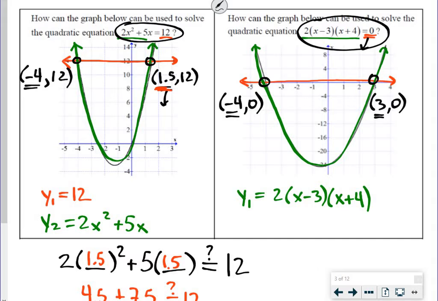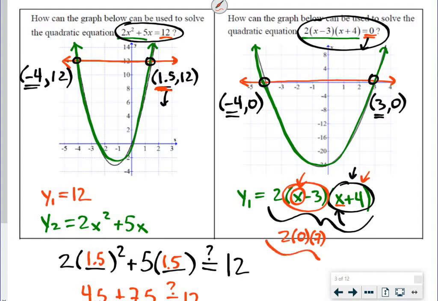So notice if I put negative 4 in here, that whole thing goes to 0, and if this is 0, then this whole thing goes to 0. And similarly, if I put a positive 3 in for x there, that makes this thing 0, and it doesn't matter what this other thing is, 3 plus 4, 7. So we would basically have 2 times 0 times 7, which is also all 0. So if either x equals negative 4 or x equals 3, that makes the whole left side of this equation 0, and that would be considered to be a solution.